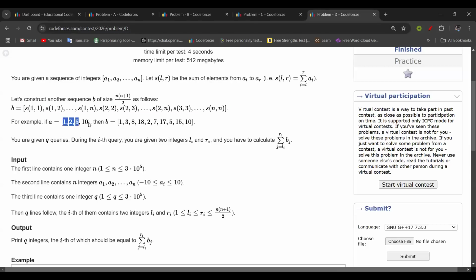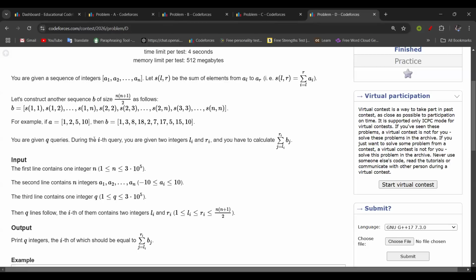Like if you have an array A, your array B would be this: 1 is here. Then 1 plus 2, which is 3. Then 1 plus 2 plus 5, which is 8. Then 1 plus 2 plus 5 plus 10, which is 18. Okay, this is done. Then you would start from 2. So 2 is here. Then 2 plus 5, 7 is here. 2 plus 5 plus 10, 17 is here. Then you would start with 5. So 5 is here. 5 plus 10, 15 is here. Then you would start with 10. So 10 is here. Okay, I hope you understood how this sequence B is created from sequence A.